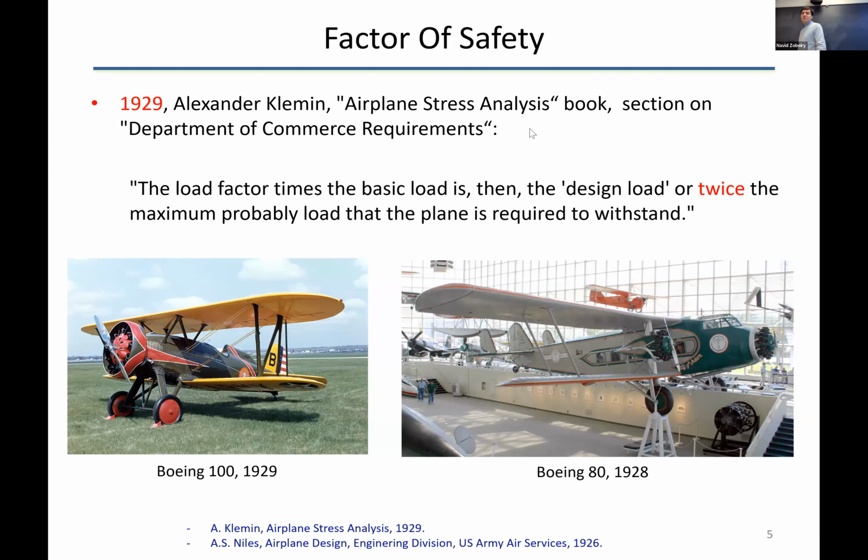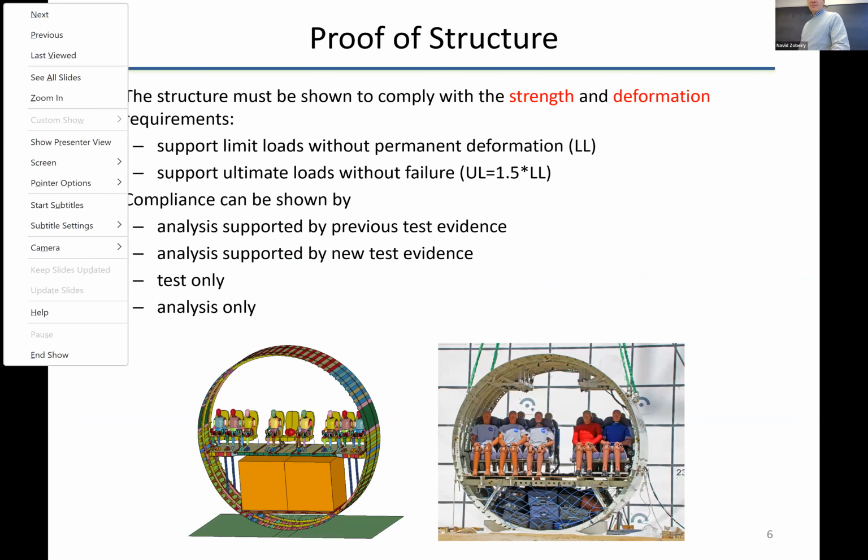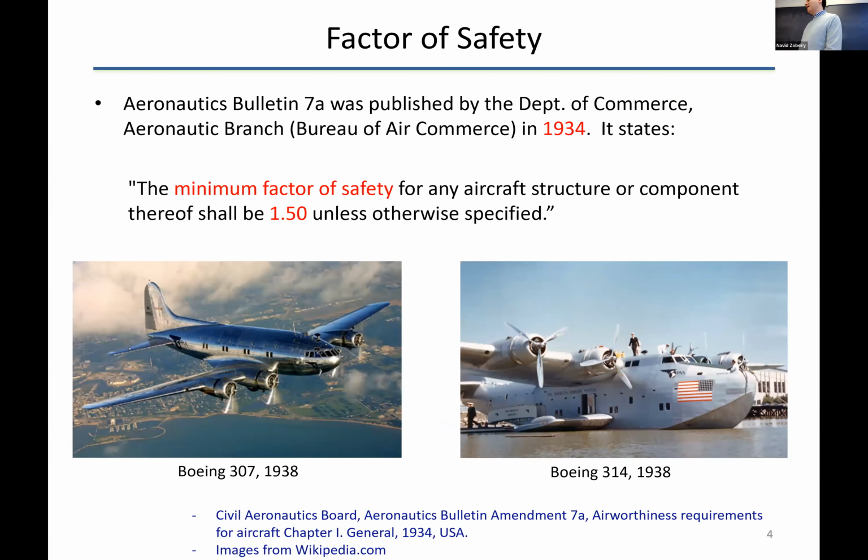You go back a bit further, 1929, and the factor of safety is 2. So somewhere between 1929 and 1934, the Department of Commerce changed the factor of safety from 2 to 1.5. And the aircraft design went from designs where there were wood components to all metallic. So when we changed the material from wood to metals, we changed the safety factor to 1.5. Why not when we went to composite aircraft? Why didn't we change the 1.5? That's something to think about, and that's part of the discussion topic you're going to address today.